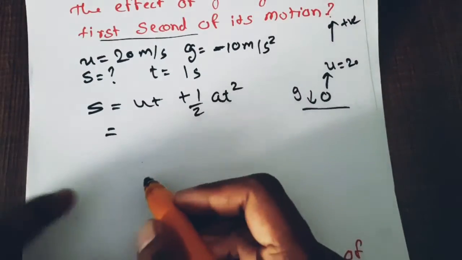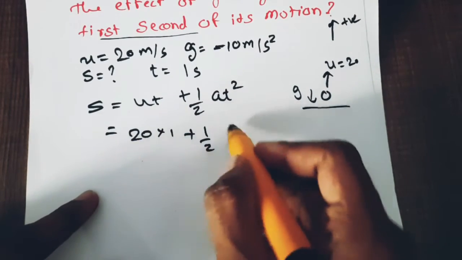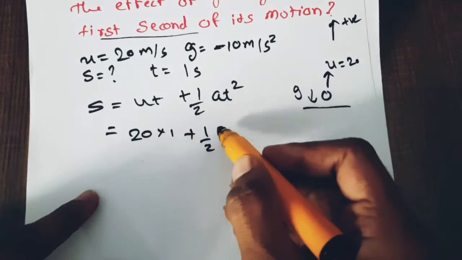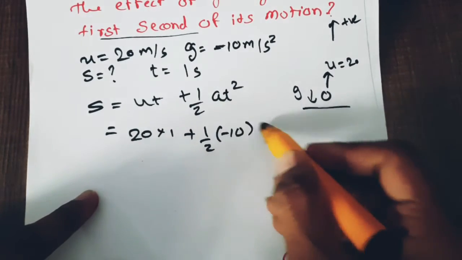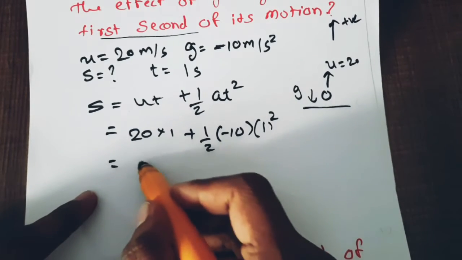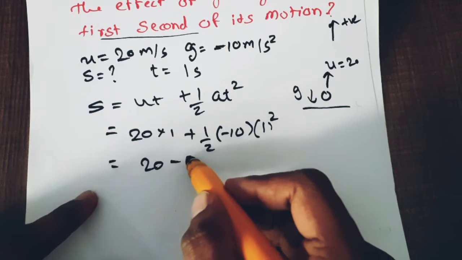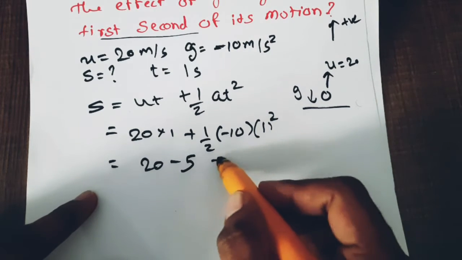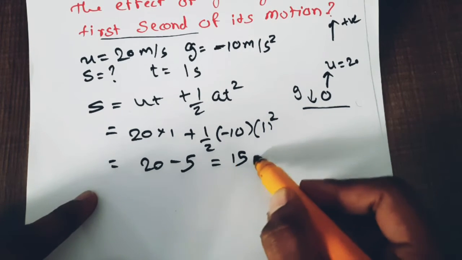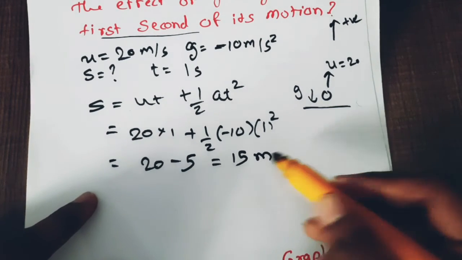What is value of u? Initial velocity is 20, time is 1 second, plus half, and acceleration here is minus of 10, time is again 1 square. So what we get here is 20, and this will be minus 10 by 2 will be 5, so this will be 15 meter. So the answer is 15 meter.